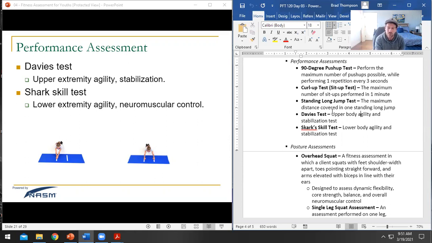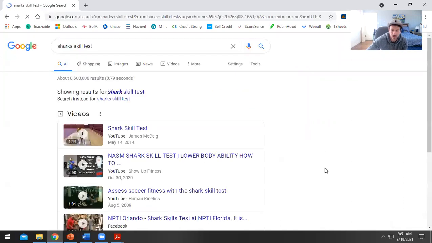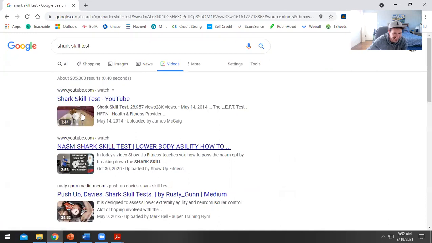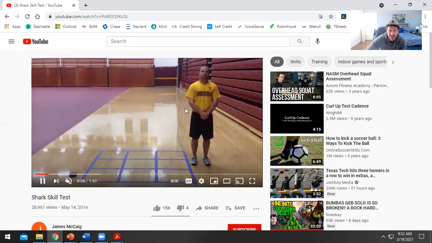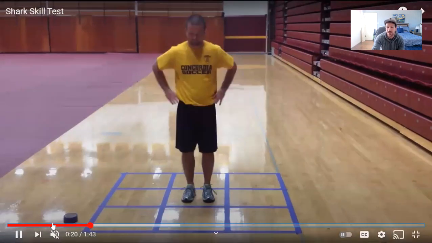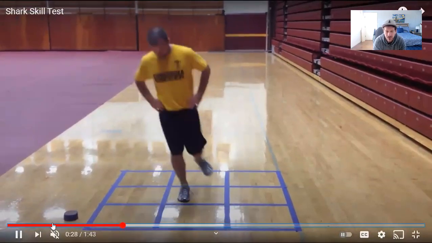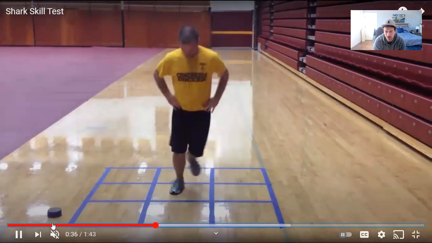It measures upper body agility because it's measuring how quickly you can transfer from one space to the other. There's also the Sharks skill test, which is a lower body agility assessment, where you have them jump into a 3x3 grid. I'll pull up a video of this one because I don't have a 3x3 grid. This guy's boxes are way too big. The boxes are normally 1 foot by 1 foot square. That looks like 2 feet by 2 feet, but this is the sequence. They stand on one leg and jump from box to box in this sequence, and you measure how long it takes them to complete it.